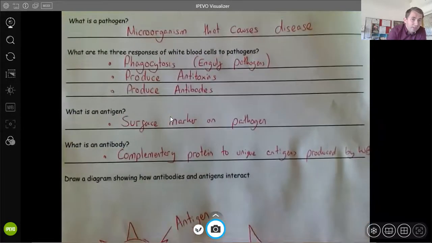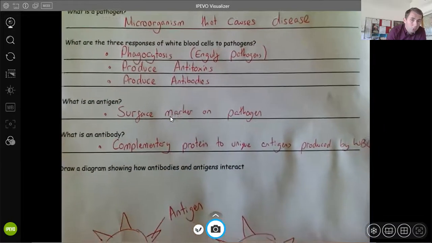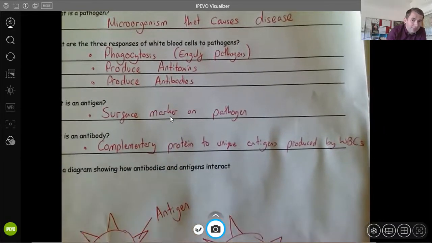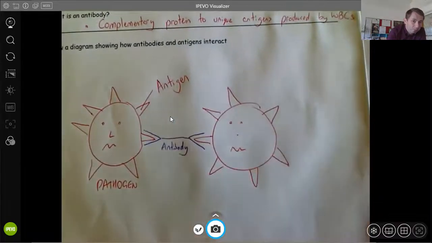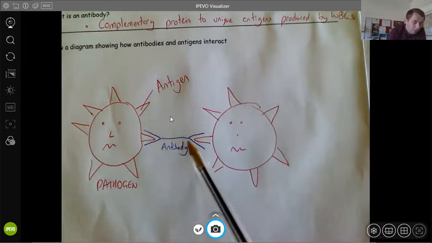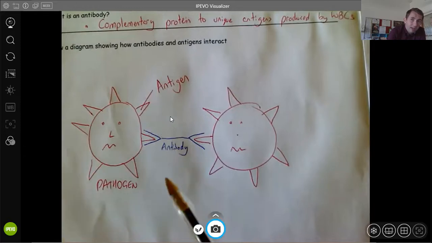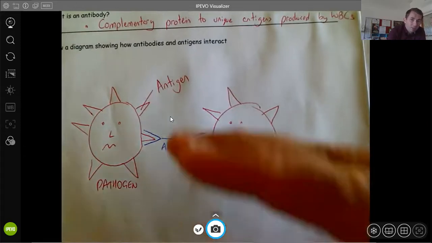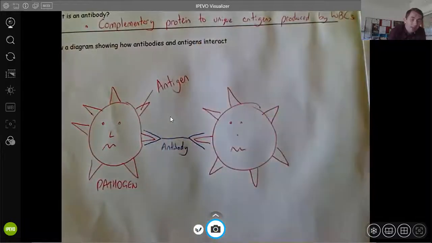Now, an antigen is a surface marker on a protein, and an antibody is the complementary protein to unique antigens produced by the white blood cells. And I've asked for a diagram for this, so hopefully make sure you understand. But here's my diagram. I've got 2 pathogens here, the unique antigens around the edge, and an antibody is being produced by the white blood cells, and it's stuck them together. And the reason it's being stuck together is the white blood cell comes along and it engulfs them. It engulfs them and destroys them, and that makes you better.